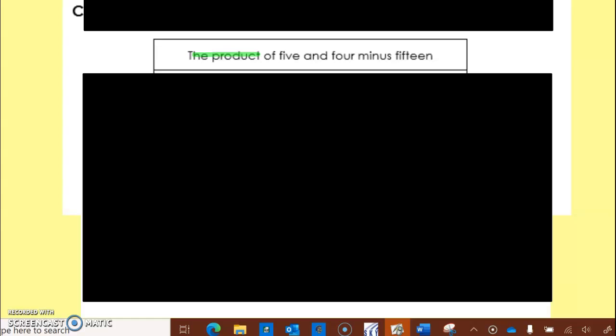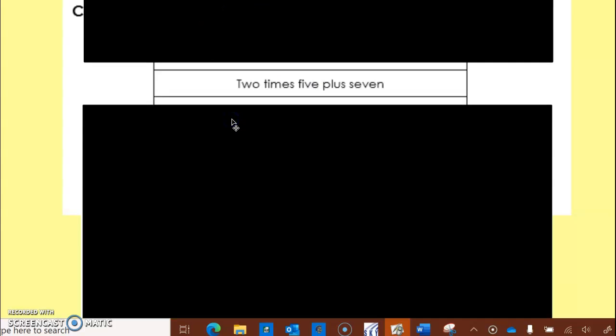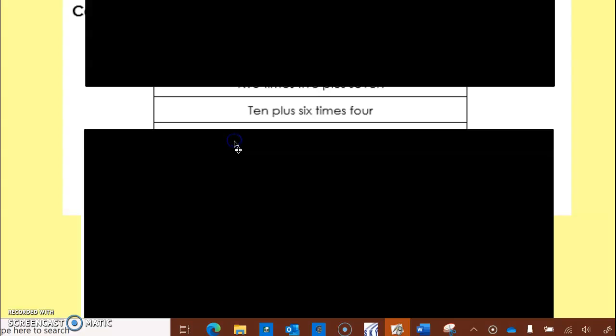And how do we do that in math? Parentheses. 2 times 5 plus 6, or plus 7. No, you don't need parentheses for the problem because we don't have any of those keywords that we've talked about. 10 plus 6 times 4. No, you also do not need parentheses for this one. Plus and times are basic operational keywords, but they do not imply we need parentheses.